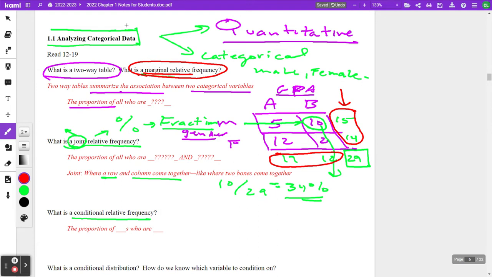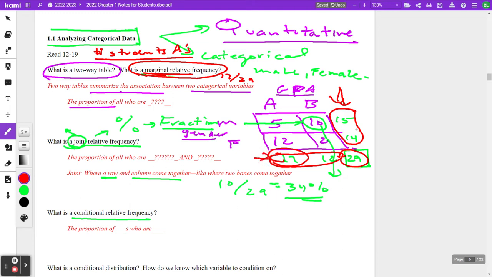This is getting a little crowded, so next time I'll have to do it differently. The marginal relative frequency would be the number of students that got A's. I know I'm a little bit crowded here. How many got A's? 17 out of 29. So that would be 17 divided by 29. The reason it's called marginal is because it's outside in the margins, just like a piece of paper.